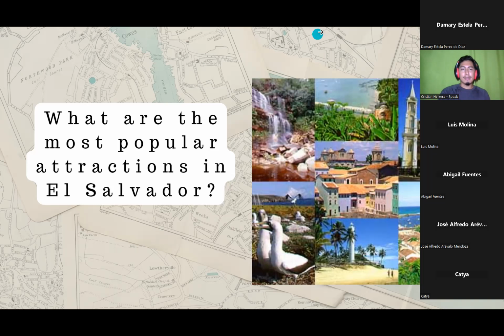So very good. Maybe there is a ferry. I am not sure, but maybe a ferry. You can connect with Chalatenango. Yes, that's right. Chalatenango is pretty. Yes, I remember that's true.